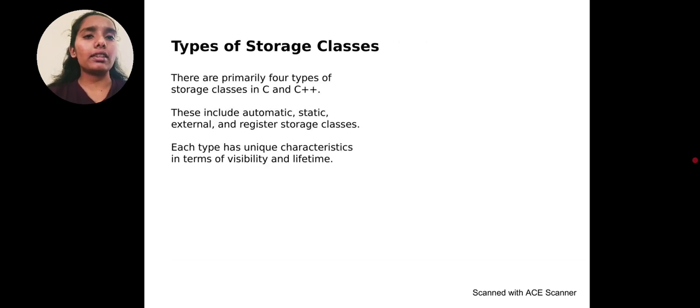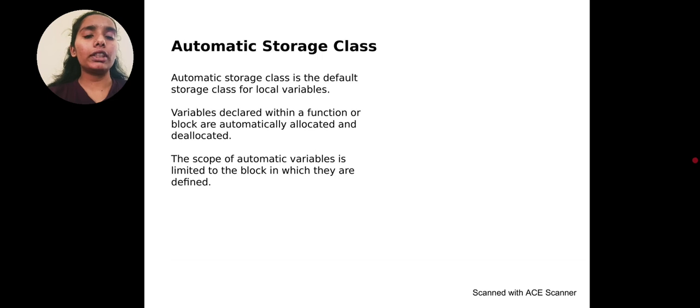Types of storage classes: there are primarily four types of storage classes in C and C++. They include automatic, static, external and register storage classes. Each type has unique characteristics in terms of visibility and lifetime. Now let us know the first type, automatic storage class.